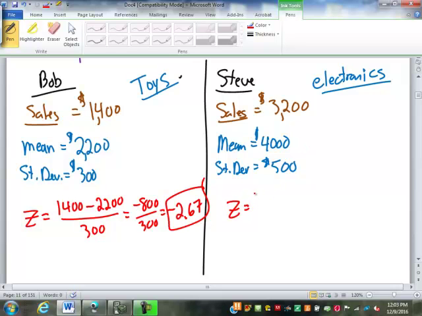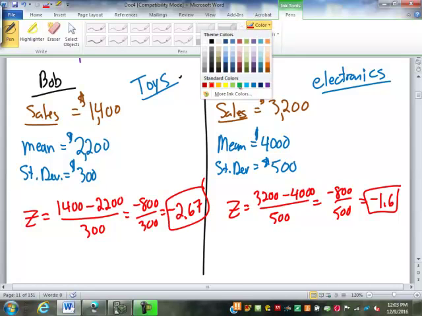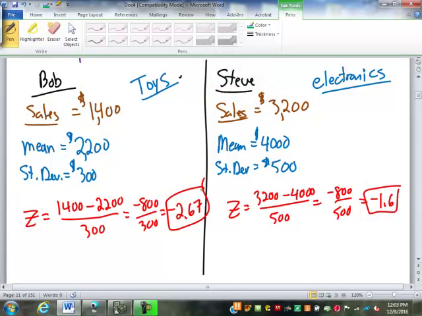Steve's z-score, well, Steve sold 3,200 minus the mean of 4,000 divided by standard deviation of 500. Well, 3,200 minus 4,000 is a negative 800 again. Divided by 500 is a negative 1.6. So Steve was 1.6 standard deviations below the mean. So that's telling us that Bob is definitely the worst salesman, or had the worst results that week.